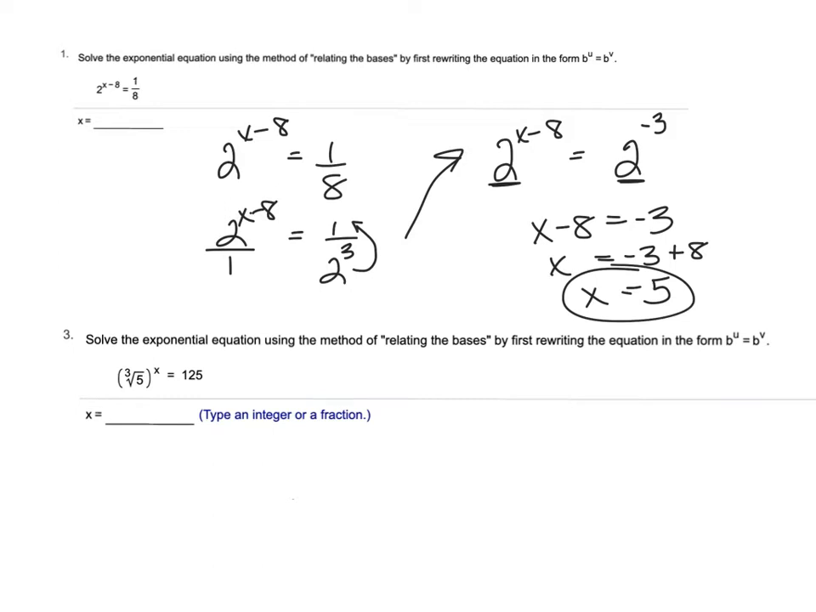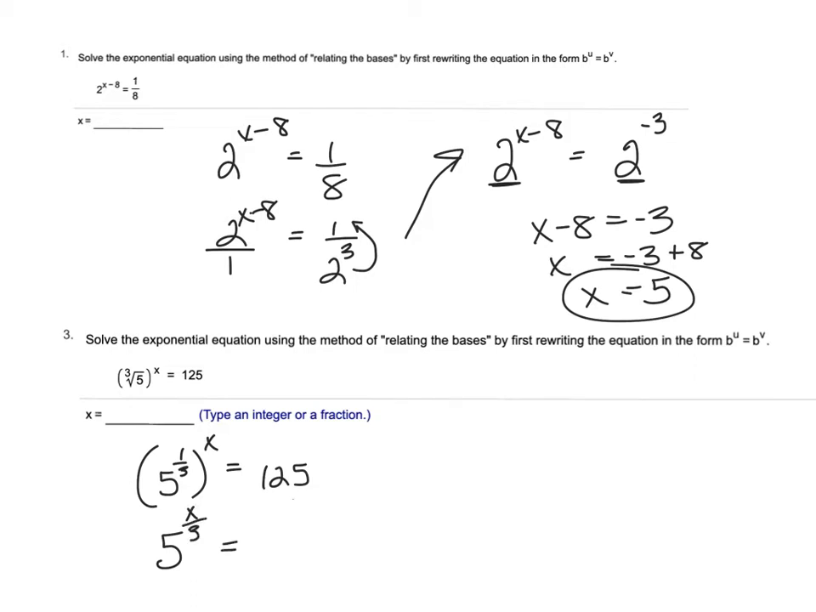Let's look at number 3 out of your homework. Notice you have that cube root. The first thing you want to do is rewrite it as a power, as an exponent. That would be the same as 5 to the 1/3, raised to the x. If you remember from when we had exponents, if you raise a power to a power, you multiply them. So that would be 5 to the x times 1/3, which is x over 3.